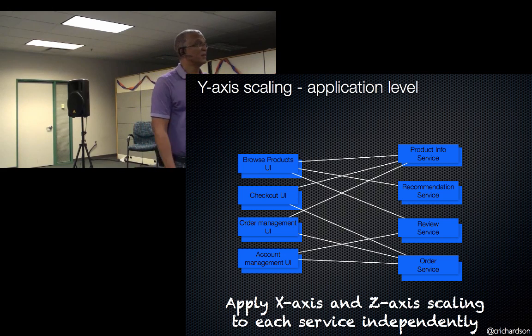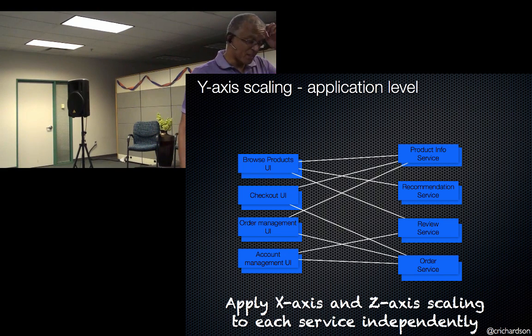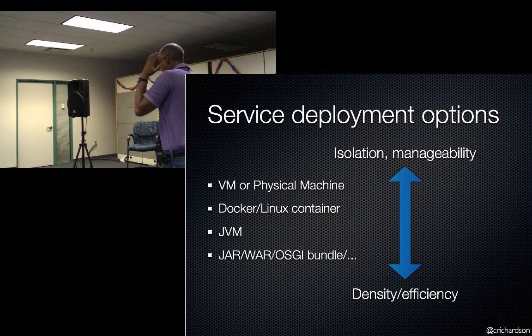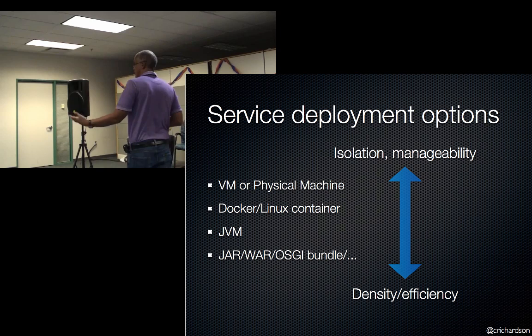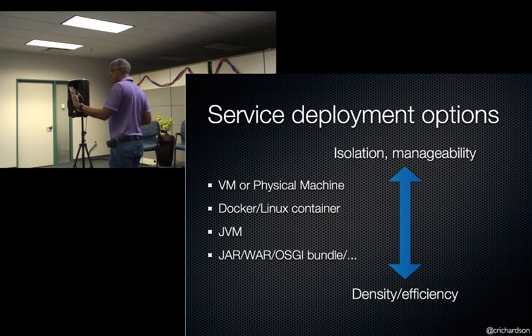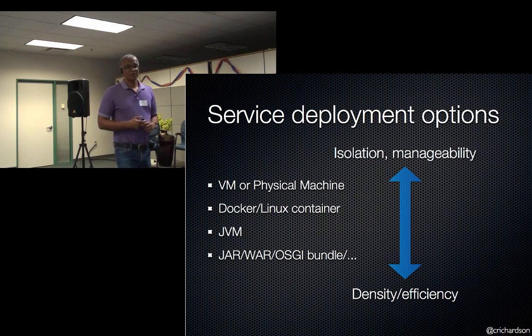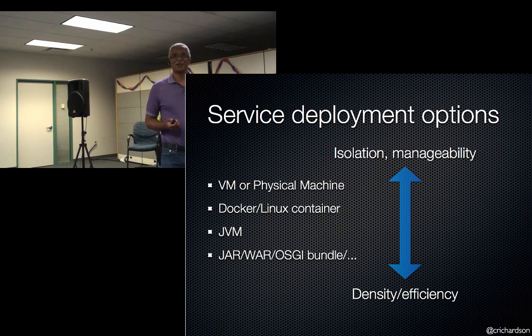And then what are these services? There's a whole bunch of different deployment options. If you take Netflix, for example, each service is an AMI, and they run multiple EC2 instances based on that AMI. So it's really a service per VM, or it could even be a physical machine if you're running in your own data center. Now, of course, Docker is one of the latest hot things, right?